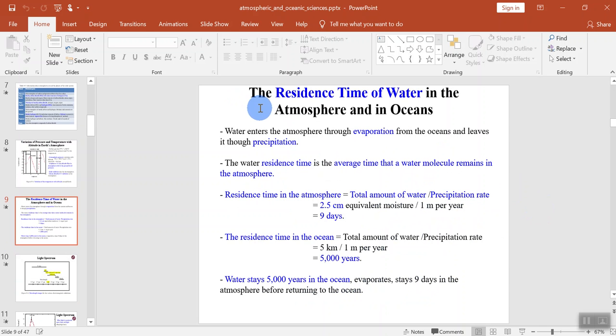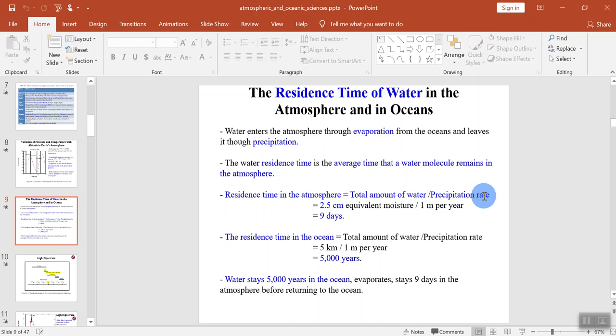Let's talk about residence time of water. Water enters the atmosphere through evaporation from the oceans and leaves it through precipitation, rain. The residence time is the average time that the water molecule remains in the atmosphere. So residence time in the atmosphere is equal to the total amount of water divided by the precipitation rate.